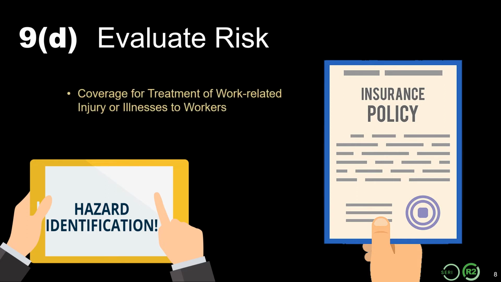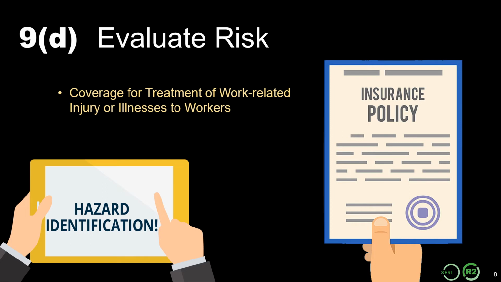Facilities must have insurance or other coverage for the treatment of work-related injury and illnesses of workers. In addition, there are other insurance requirements in the R2 process requirement appendices. These additional insurance requirements only apply to facilities certifying to those specific processes.